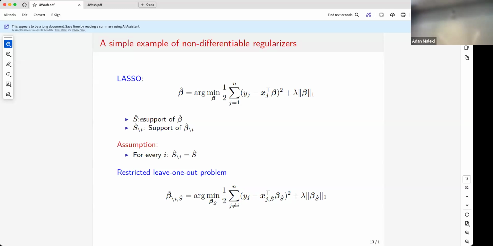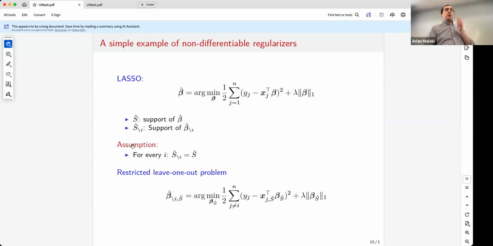So how should we then approximate? The idea is the following. Suppose that I define S hat as the support of beta hat, the locations where beta hat is not equal to 0. And then let's say S hat minus i is the support of beta hat minus i, again the indices of the elements of beta hat minus i that are not 0. So these are the two quantities.